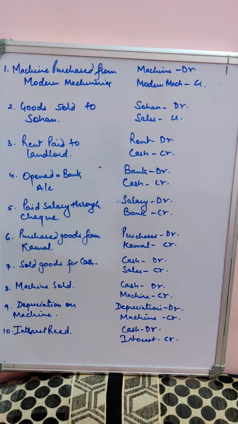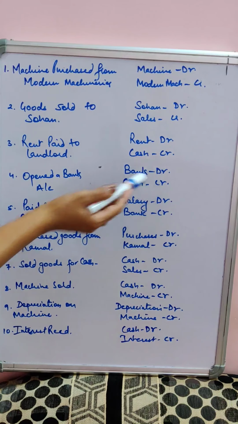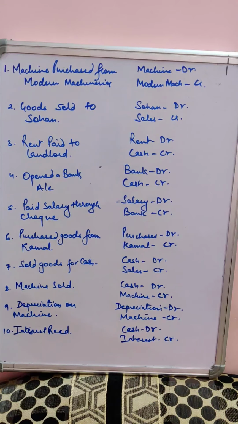The second thing we have is cash. Cash is part of an asset, so any decrease in asset will be credited. Which asset is decreasing? Cash is decreasing, that's why we are crediting it. Opened a bank account. When you open a bank account, one asset increases and another asset decreases. Here we have two things, cash and bank. Whatever asset is increasing, we debit it, and whatever asset is decreasing, we credit it.